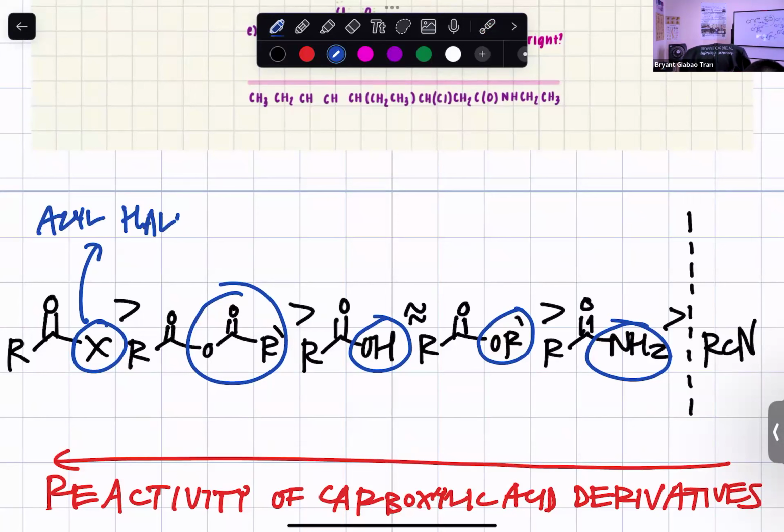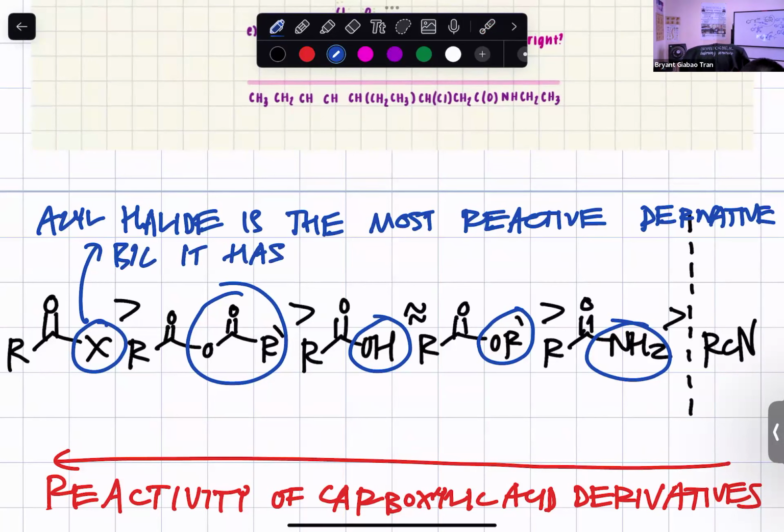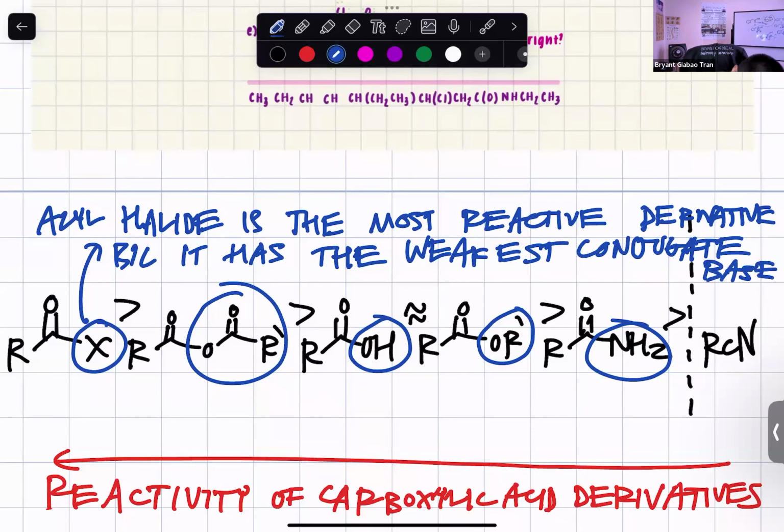Acyl halide is the most reactive derivative because it has the weakest conjugate base, right? Meaning that this X minus is the weakest conjugate base or the most stable conjugate base.